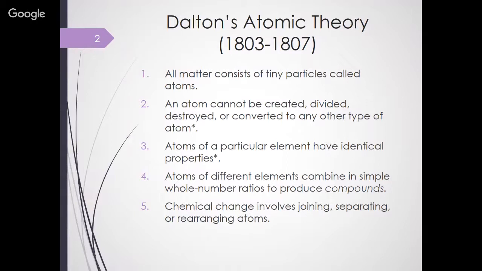Atoms of different elements combine in simple whole number ratios to produce compounds. So you can take hydrogen and oxygen, you can combine them, 2 hydrogens for every 1 oxygen, you get water. You can also take 2 hydrogens with 2 oxygens, and that makes hydrogen peroxide. But these are always going to be fixed amounts. So if it is water, it has to be H2O. If it's hydrogen peroxide, it has to be H2O2.